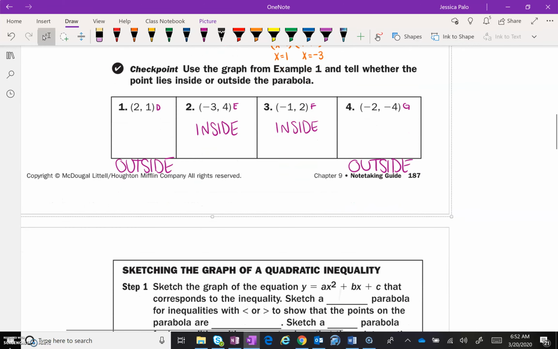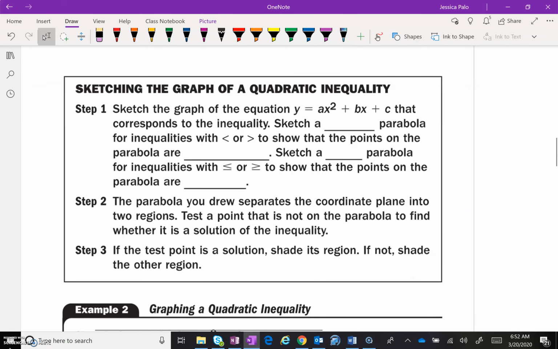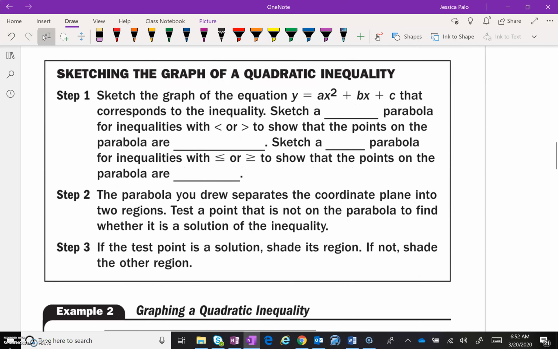Alright, moving on. Sketching the graph of a quadratic inequality. Here are your rules. The rules and steps for sketching the graph of a quadratic inequality are very similar to those of sketching and graphing a linear inequality. So if we're sketching a graph of the equation y equals ax squared plus bx plus c, that corresponds to the inequality.